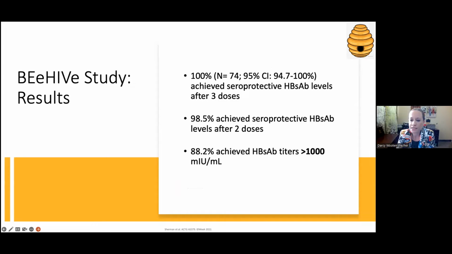And 100% of people actually had achieved seroprotection after the 3 doses of vaccine. And 98.5%, so almost everybody, actually seroconverted to a protective response after 2 doses. I think what's really interesting is that 88% of people had super high antibody titers of greater than 1,000.